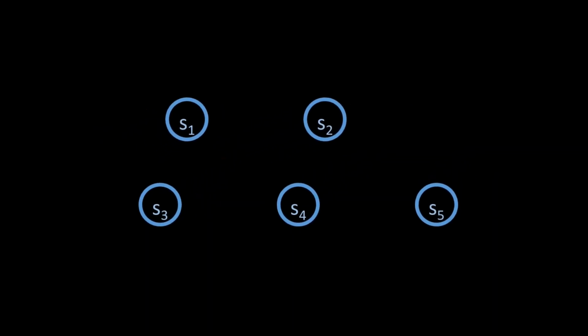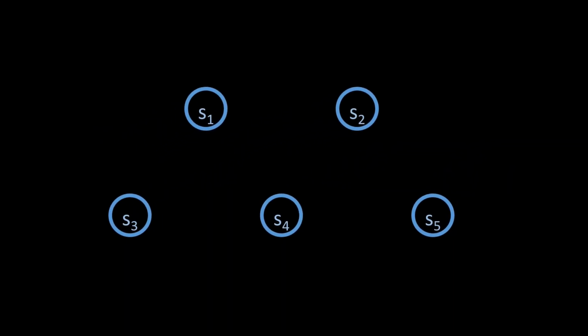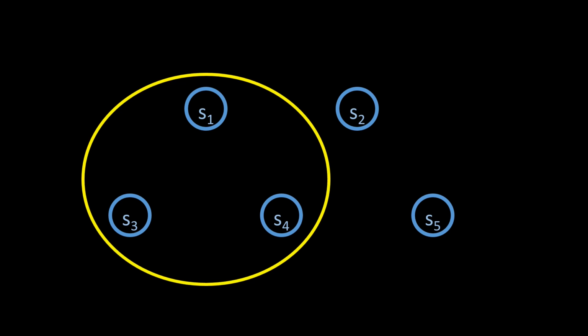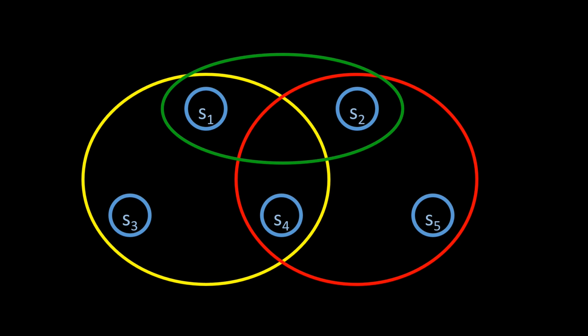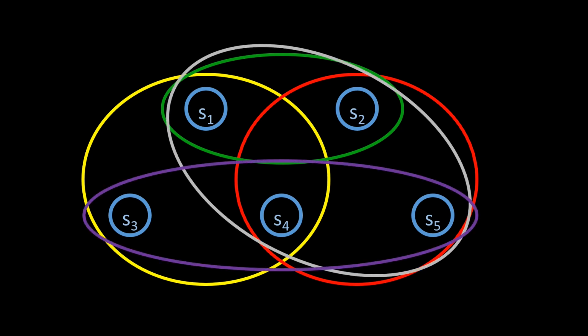Let's make another example to make the definitions clear. We again have 5 nodes in our quorum system. Let's add a bunch of quorums, first a yellow quorum, then an overlapping red quorum. Now let's add a green quorum. You see that the green quorum is smaller than the yellow and red. This is okay, there is no restriction how big a quorum needs to be. All we need is that any 2 quorums overlap, and the green quorum does overlap with both the yellow and the red quorum. Let's add 2 more quorums, a gray and a purple quorum.